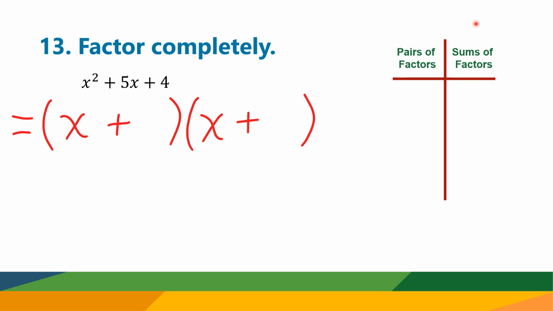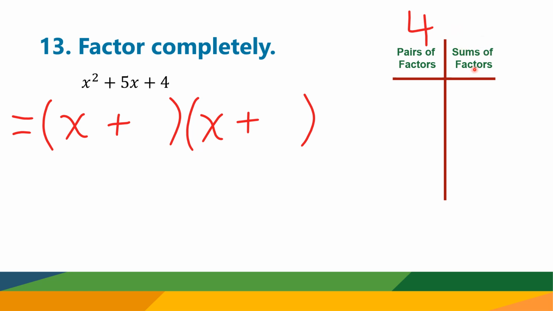But if it's been a while since you factored, then you may want to write out the table for each problem. All right, so here's our little table. It's just 2 columns, and it says pairs of factors and then sums of factors. So the pairs of factors, that's all the numbers that multiply to equal 4. Right, so all the numbers that multiply to equal that constant 4.